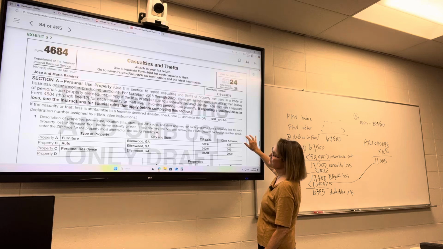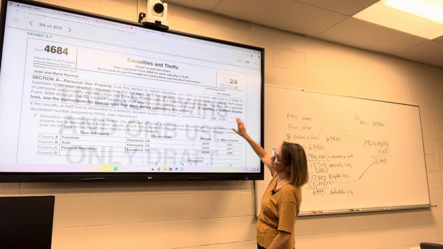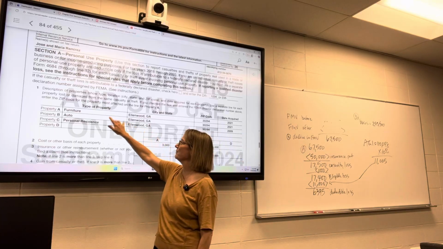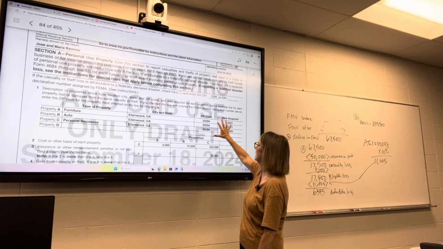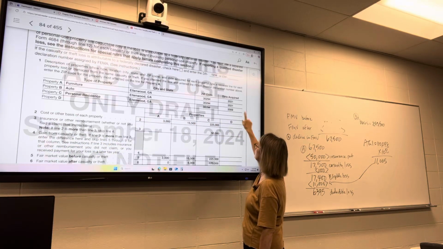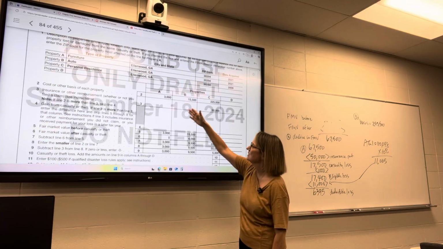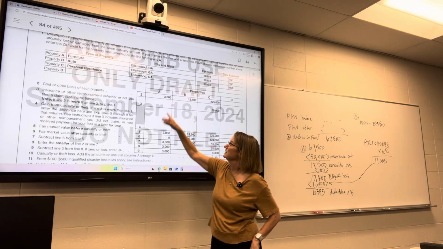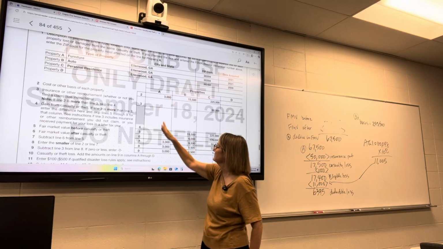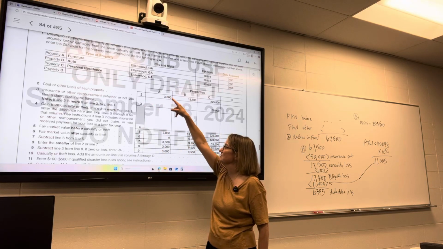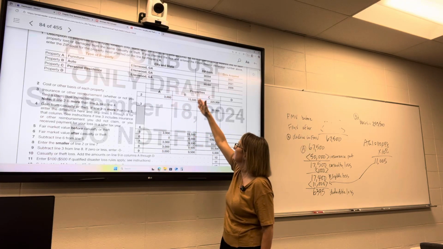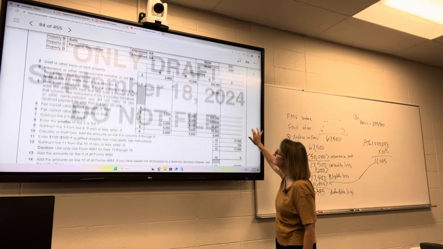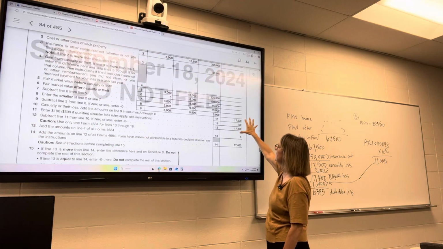But for these casualty losses, the form to fill out is 4684. All of the individual types of property are listed here, along with the date acquired for those items, and then all of this calculation is done for each column. So for the furniture, everything in column A pertains to the furniture. Everything for the auto is column B, and then the personal residence is column C. All of those are done separately and then added together.